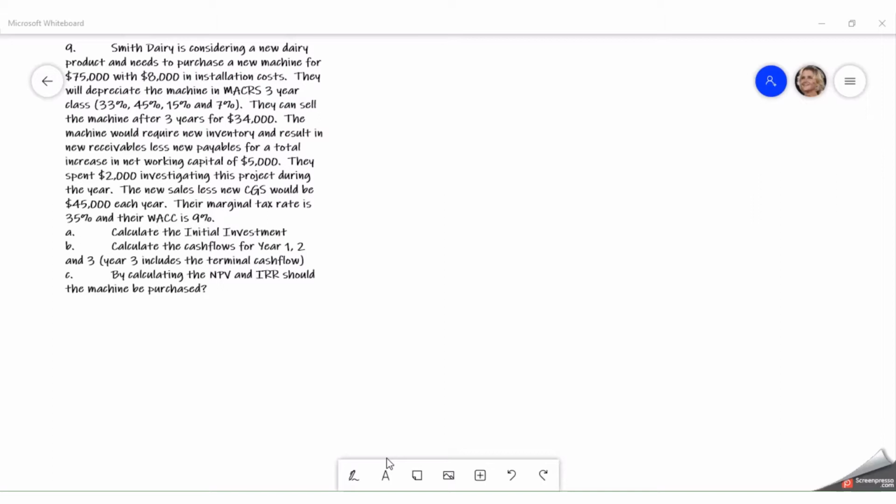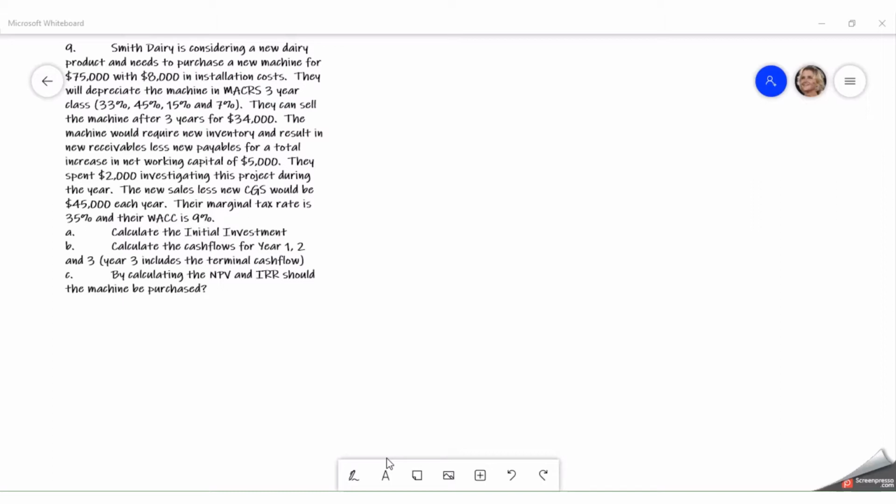So we have Smith Dairy, which is considering a new dairy product and needs to purchase a new machine for $75,000 with $8,000 in installation costs. They will depreciate it using MACRS 3-year class: 33%, 45%, 15%, and then 7%. They can sell the machine after 3 years for $34,000.